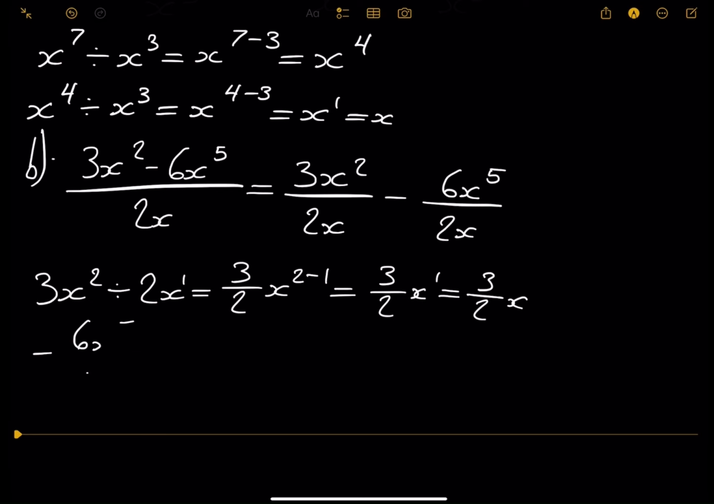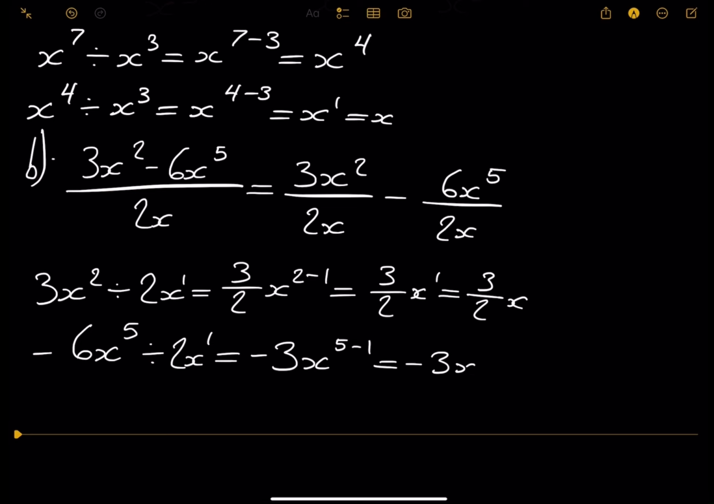Let me just get to it straight away. So 6x raised to the power 5 divided by 2x, there's a 1 there. So minus 6 divided by 2 is equal to minus 3, and then x raised to the power 5 minus 1. This is equal to minus 3x raised to the power 4.